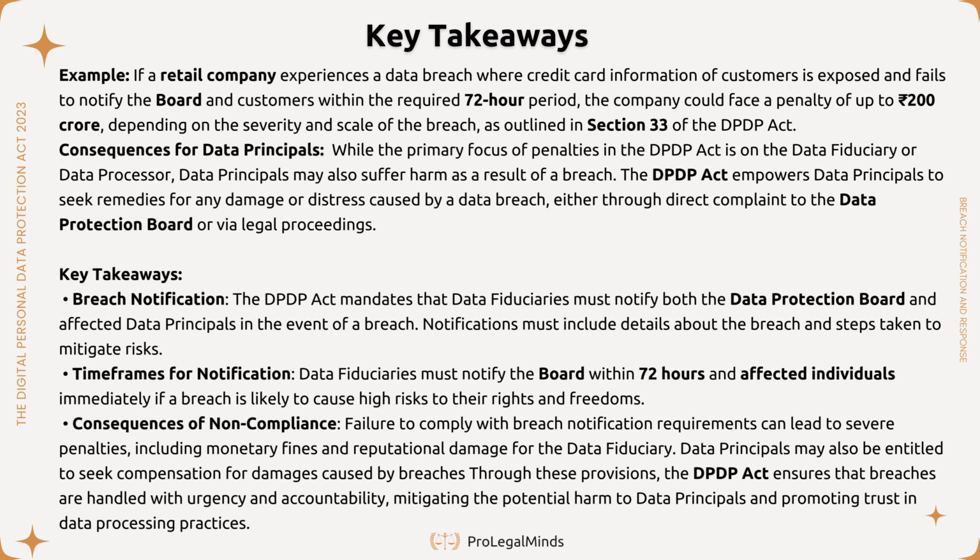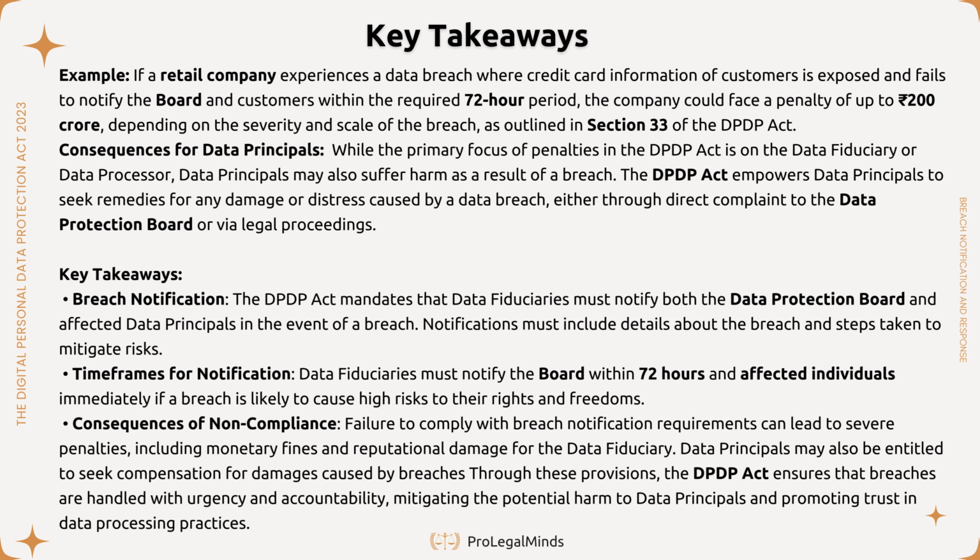Key takeaways. 1. Breach notification. The DPDP Act mandates that data fiduciaries must notify both the Data Protection Board and affected data principals when a breach occurs. Notifications must include detailed information about the breach and steps to mitigate potential risks. 2. Timeframes for notification. Data fiduciaries must notify the board within 72 hours and inform the affected individuals immediately if the breach is likely to cause high risks to their rights and freedoms.